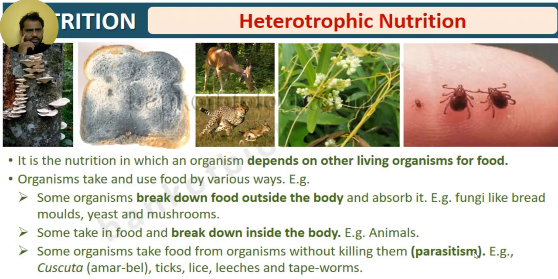Okay, now let's move ahead. Let us see what is heterotrophic nutrition. It is the nutrition in which an organism depends on other living organisms for food. So it is not like an autotroph, which makes its own food like plants. They make their own food by the process of photosynthesis. Heterotrophic nutrition is a nutrition in which an organism depends on other living organisms for food. Organisms take and use food in various ways.